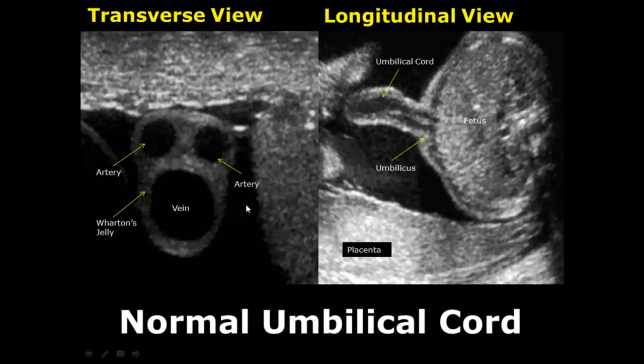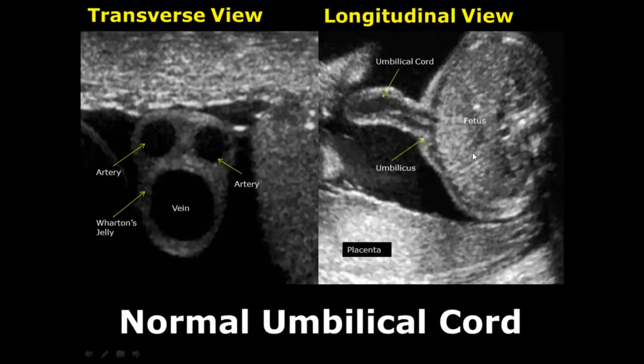And the umbilical cord is protected by a substance known as Wharton's jelly. And over here we can see the umbilical cord entering the fetus at the umbilicus on the abdomen.